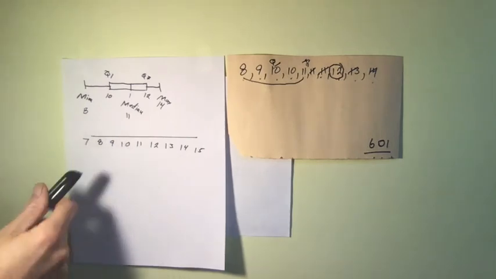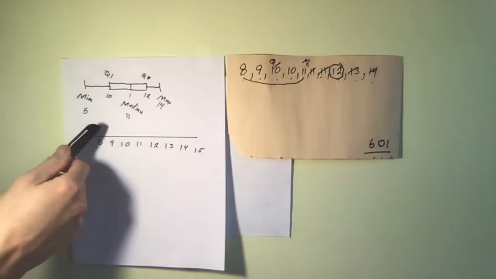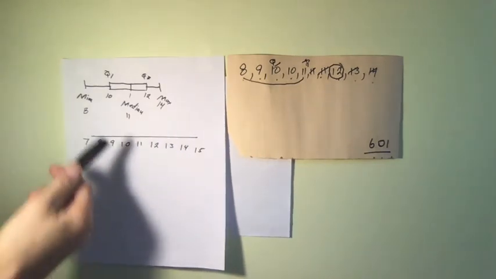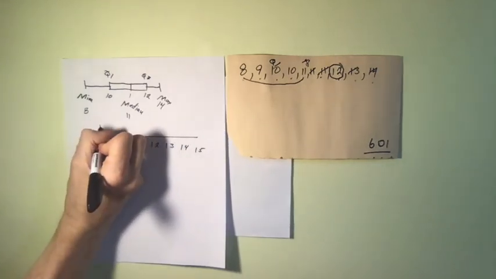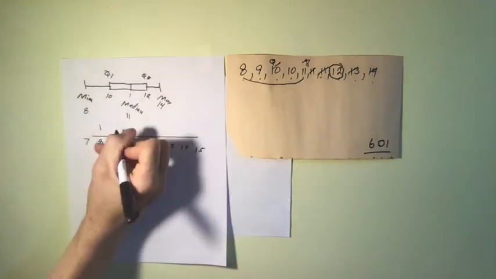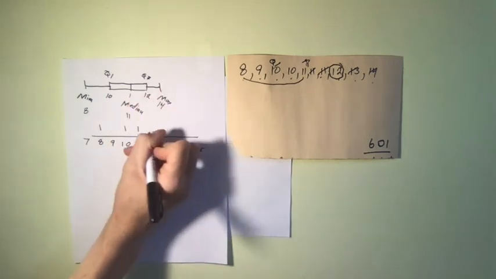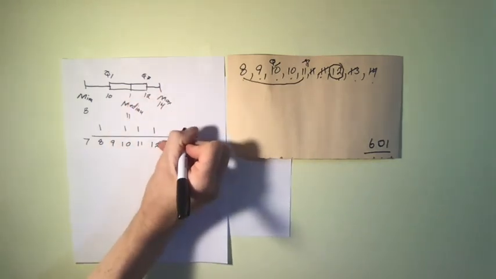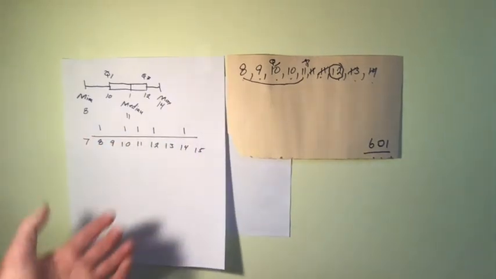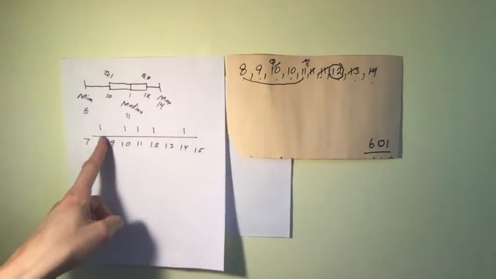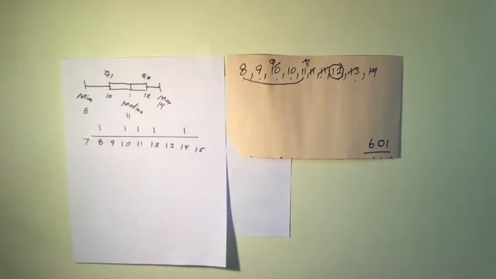So now I'm going to plot my landmarks for my box and whisker plot as vertical lines right above my number line, and then connect to make my actual boxes and whiskers. So my minimum was 8. I draw a vertical line there. Q1 was 10, another vertical line. My median was 11. Q3 was 12, and my maximum was 14. So I have my 5 vertical lines now representing the 5 landmarks in data. Minimum, quartile 1, median, quartile 3, maximum.